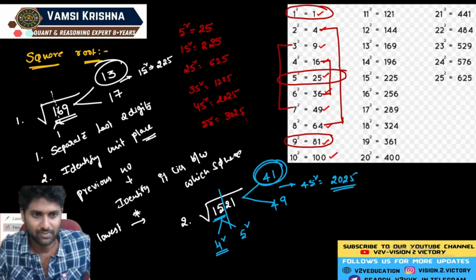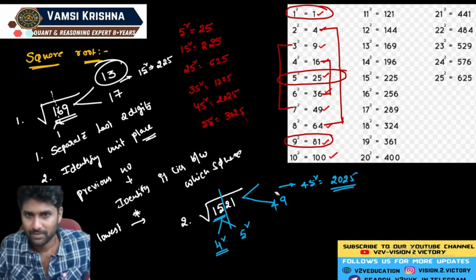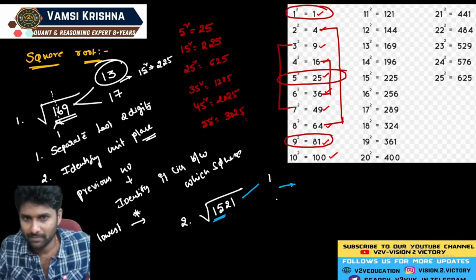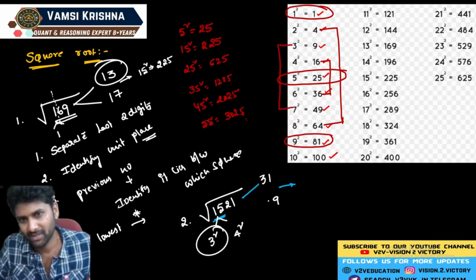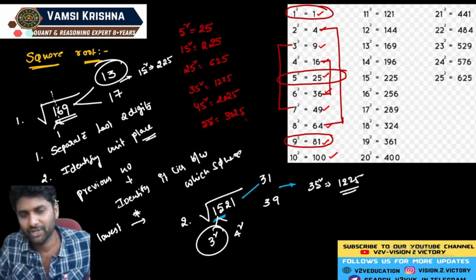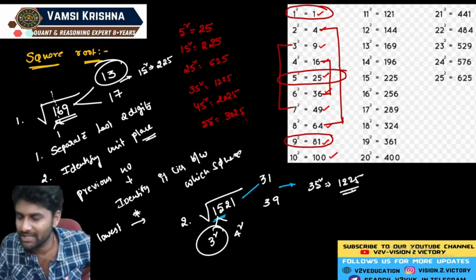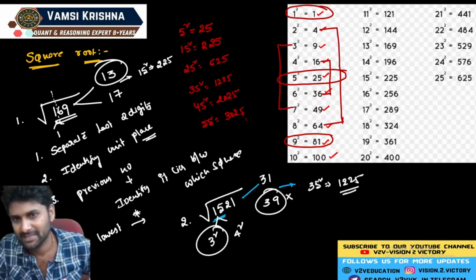Sorry guys, I made a small mistake here. Give me a second. Sorry. See here, 1, 9. 15 lies between 3 square and 4 square. So the minimum is 31 and 39. 35 square is equal to 1225. 1521 is more than 1225. Definitely the answer must be 39.